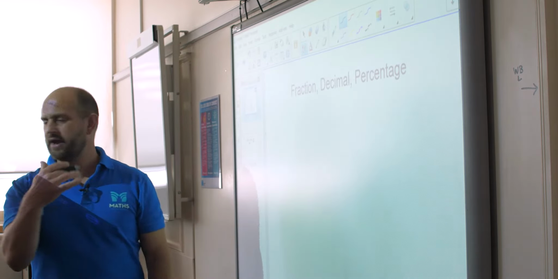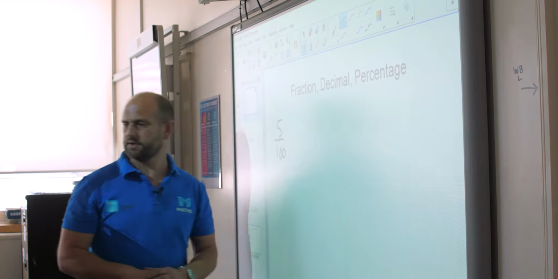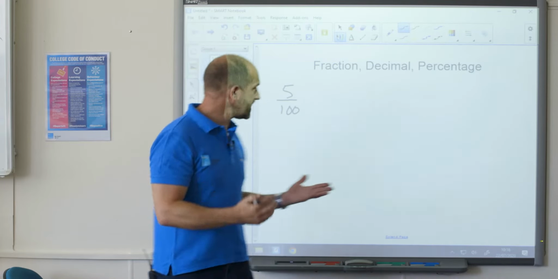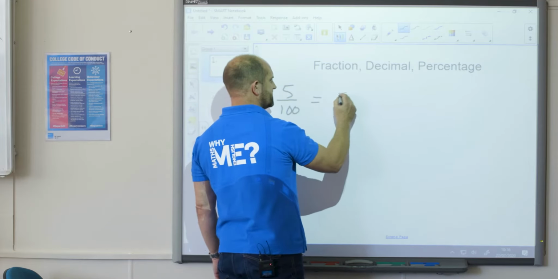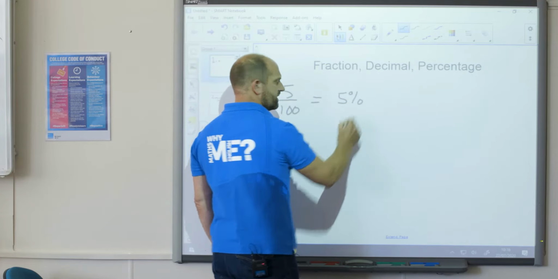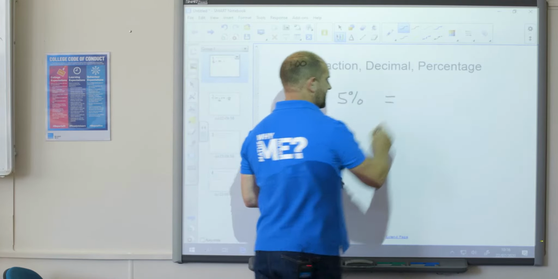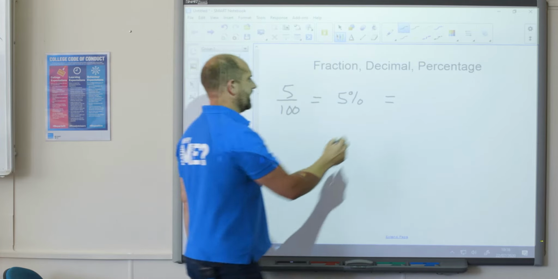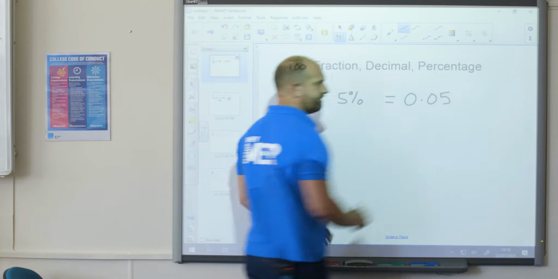The next one we're going to look at then is 5 over 100. Now I'm going to turn that one into a percentage first. So all I'm going to do is the reverse. So this then is 5% because I've divided that by 100. And this then as a decimal equals 0.05. Okay?